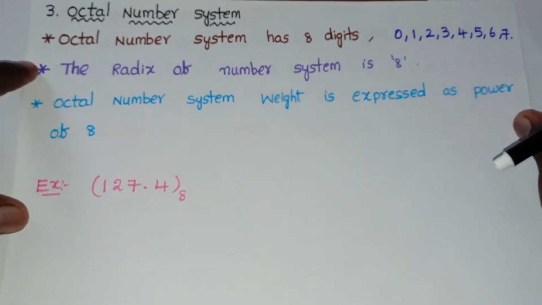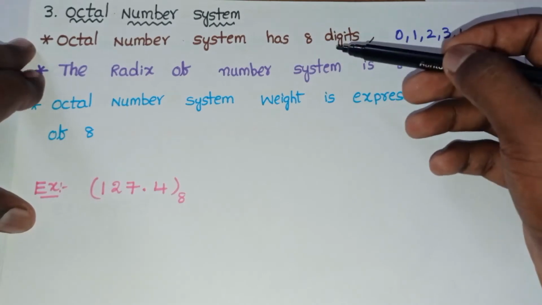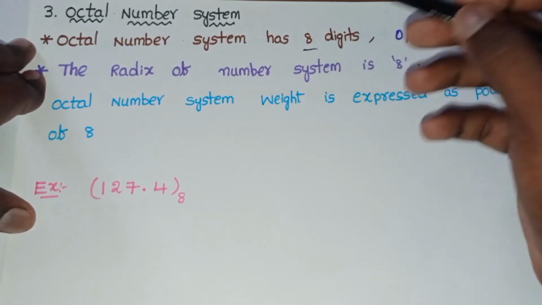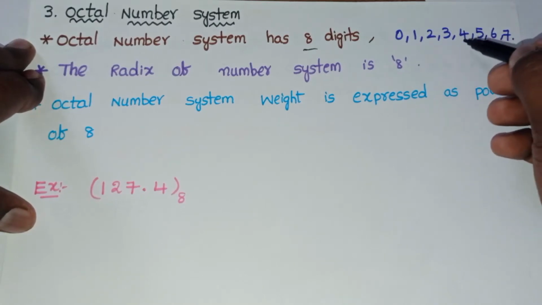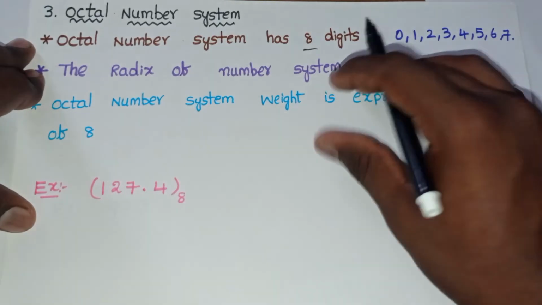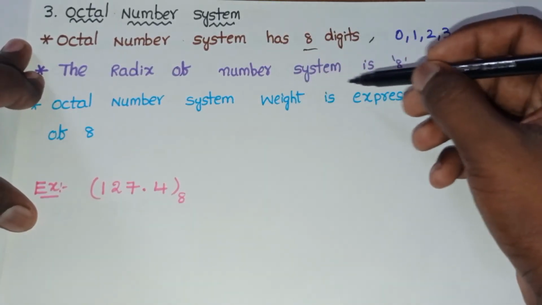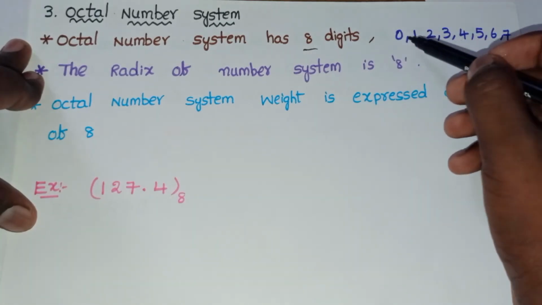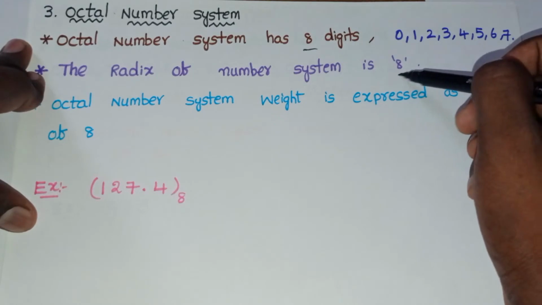Let's see what is the octal number system. The octal number system has only 8 digits, that are 0, 1, 2, 3, 4, 5, 6, 7. It has only 8 digits, that is from 0 to 7, and the radix of the number system is 8. Here observe, we have a total of 8 digits, that is 0 to 7. So the radix is 8.